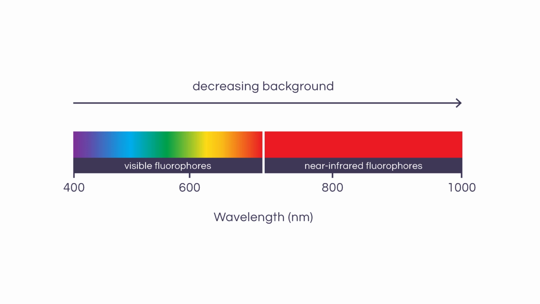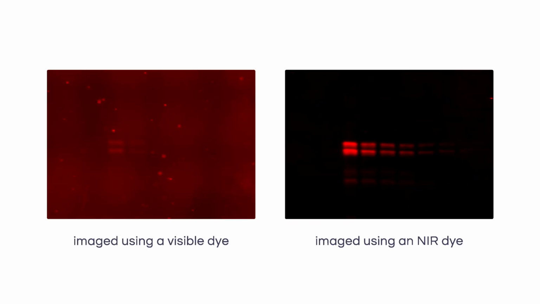These dyes emit light in the near-infrared part of the electromagnetic spectrum, which starts at around 680 nanometer wavelength. Here, autofluorescence from most material is greatly reduced, and this leads to higher signal-to-noise ratios, and as a result, greatly increased detection sensitivity.